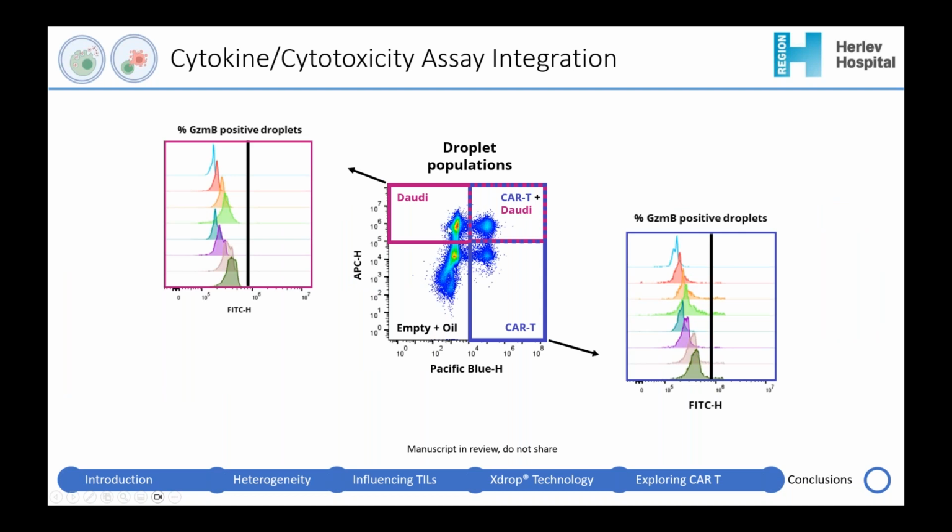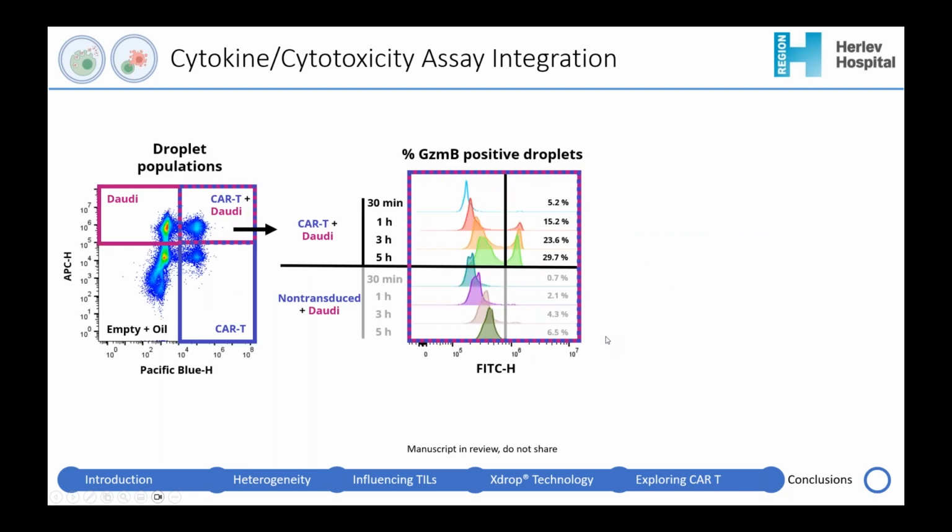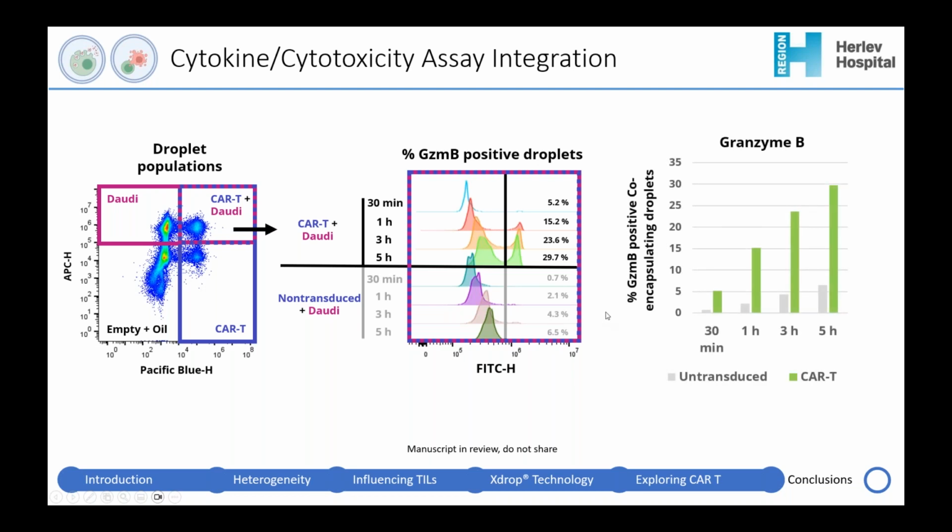So again, we have here our 4 quadrants. And if we look at our single encapsulations, we have very low background through the FITC channel, which is how we are detecting the granzyme B, and same for the CAR T. Now looking at our co-encapsulation quadrant, here we have in the CAR T positive data set over time, very nice increased granzyme B production, and then some increase in the non-transduced cell as well, but much lower. Yes, and then so we can put this into a graph so that we can see the comparison.